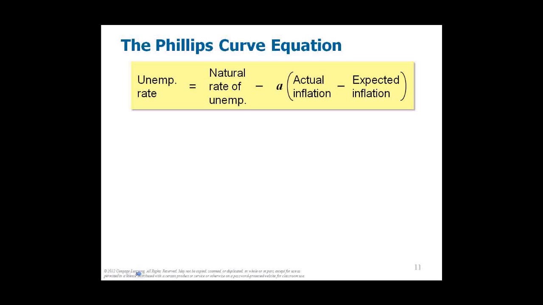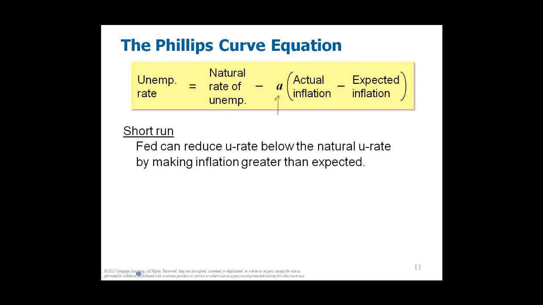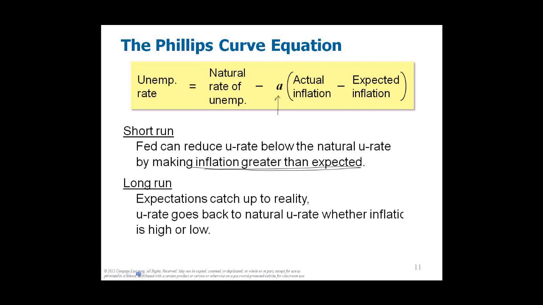And this equation is basically the equation for aggregate supply introduced in our previous chapter. A is a coefficient, so it's a positive number, and it measures the relationship between the unexpected inflation and deviations of employment. In the short run, the Fed can reduce the unemployment rate below the natural unemployment rate by making inflation greater than expected. So it's not just increasing inflation, it's greater than what people had expected it to. In the long run, expectations can catch up. The unemployment rate goes back to that natural unemployment rate, whether inflation is high or low.